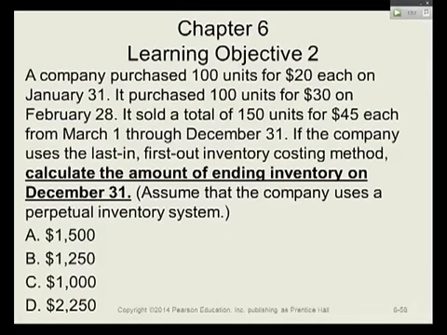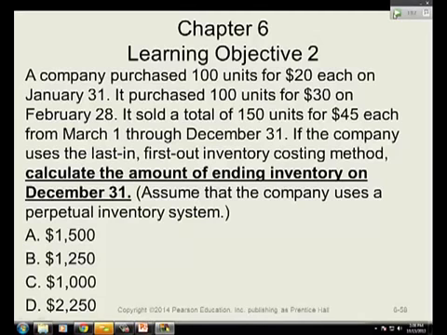All right, so now here are the real ones. Exam simulated question. Now, a lot of computations on the next exam, so let's see what you would do here. I'll read it to give you some thinking time. The company purchased 100 units at $20 each on January 1st. It purchased another 100 units for $30 on February 28th. It sells a total of 150 for $45 from March through December, when they made their sales. The company uses last in, first out, and I want to know what is their ending inventory.